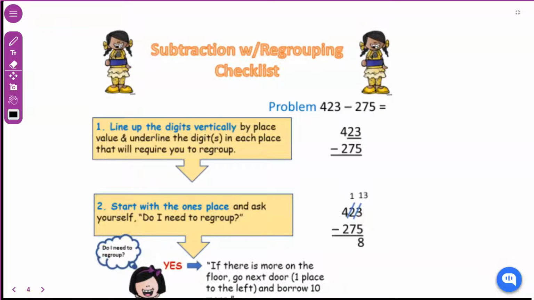Students can also be prompted of when to regroup as they move from one place to another. Before working through the computation, require them to ask themselves, do I need to regroup?